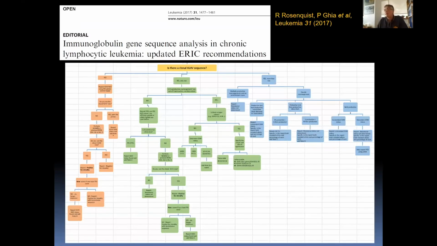In order to navigate in all of this, there's one good paper that was published in Leukemia in 2017, which basically gives you this tree, how to follow the results that you get. I had one of my residents work on this flow chart, how to analyze results. By following the line, it basically tells you what needs to be done and how to report a result.